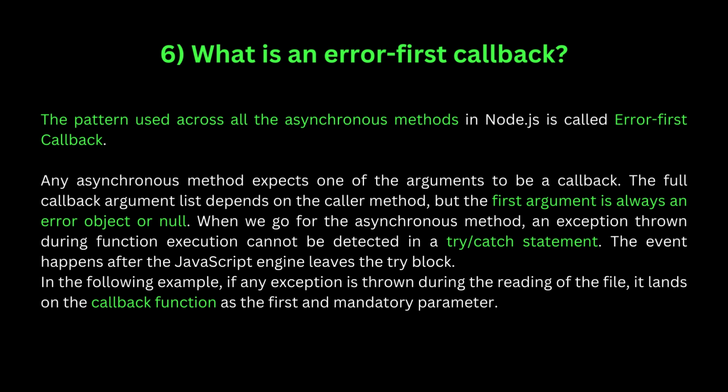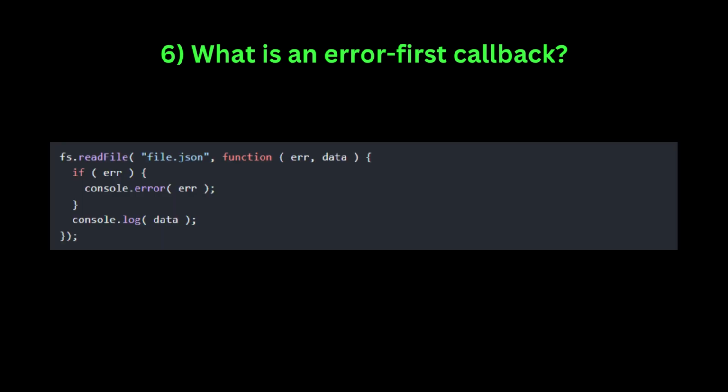null. When we go for the asynchronous method, an exception thrown during function execution cannot be detected in a try-catch statement. The event happens after the JavaScript engine leaves the try block. In the following example, if any exception is thrown during the reading of the file, it lands on the callback function as the first and mandatory parameter. Please look at the example below.